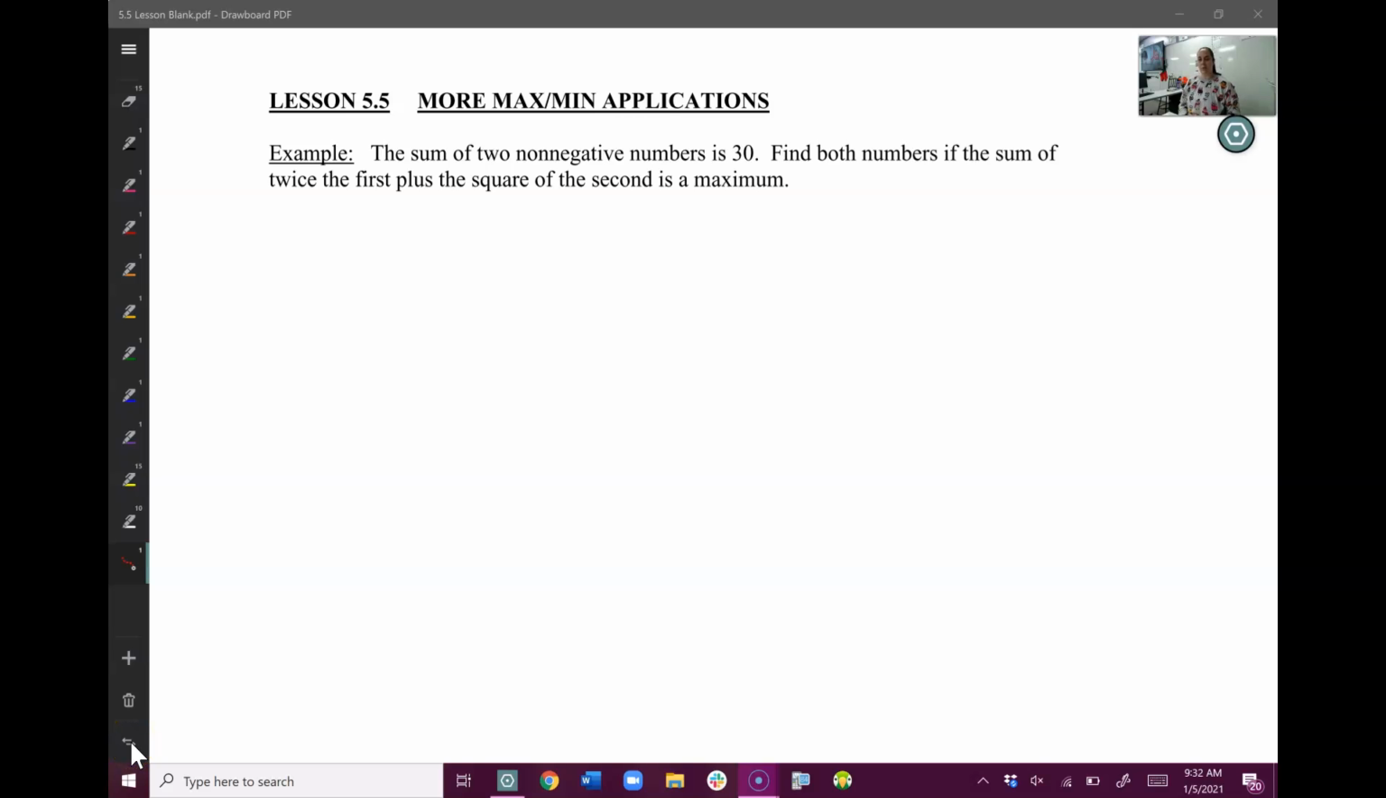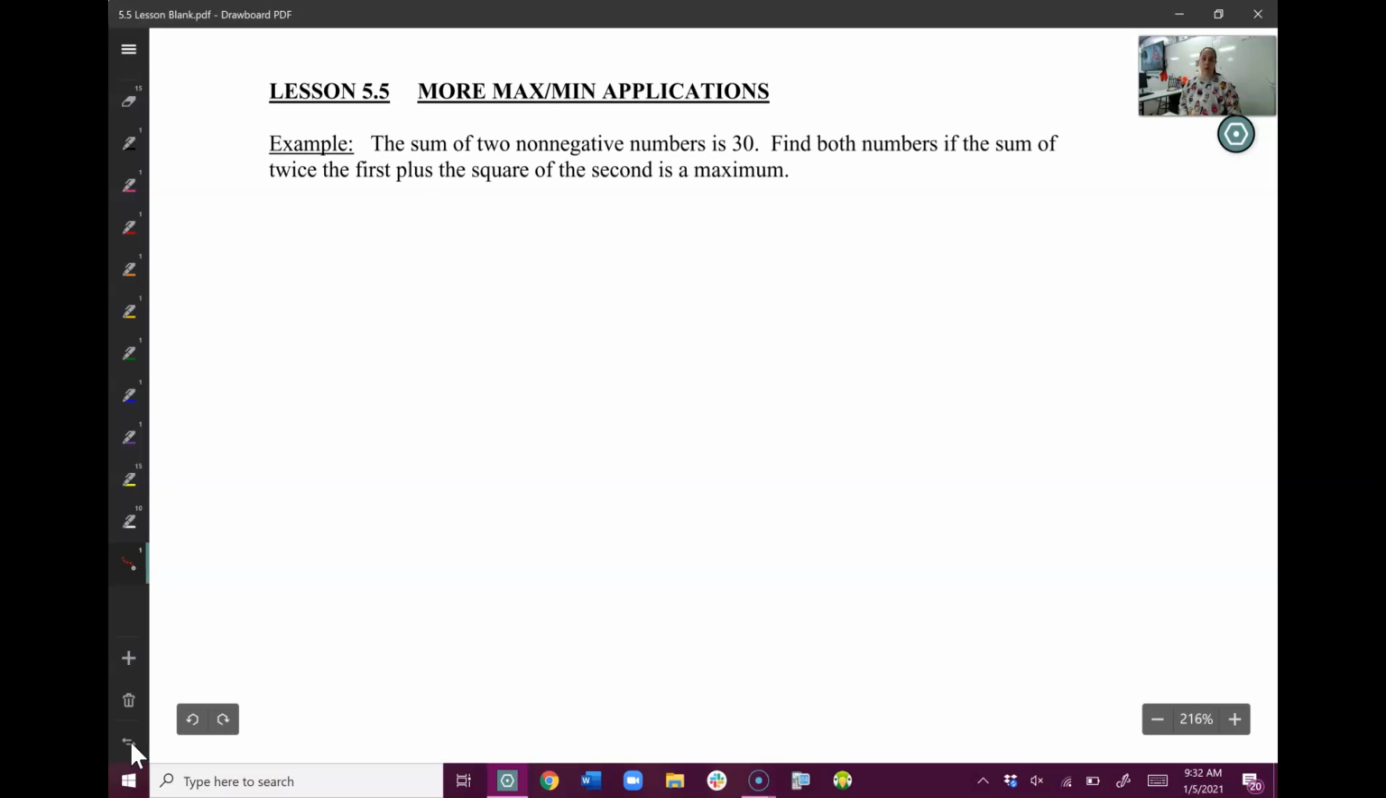Welcome to lesson 5.5, where we are going to do some more optimization problems. We only have one example for this lesson, and it's actually a little similar to what we did last time. So I'm going to start the same way, where I'm going to get you started, and then I want you to try to apply the concepts from 5.4 to this problem to finish it on your own. So let's read the problem.